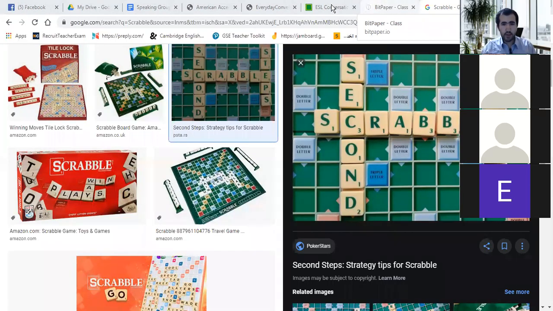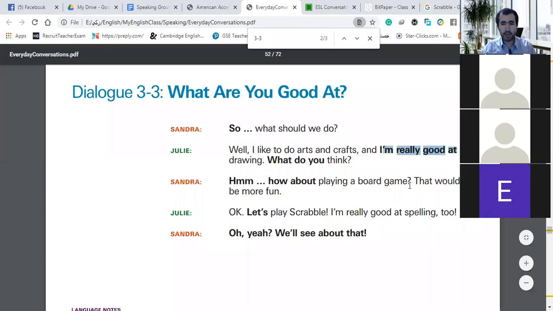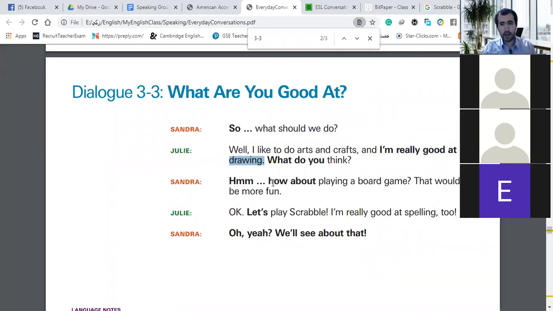Okay, very good. So we see here in the conversation, 'I'm good at' or 'I'm really good at.' Remember, good at plus gerund: I'm good at playing, drawing, singing, learning, and so on. 'How about' plus gerund, like 'How about playing a board game?' means suggesting something to do. How about traveling? How about dancing? Whatever.